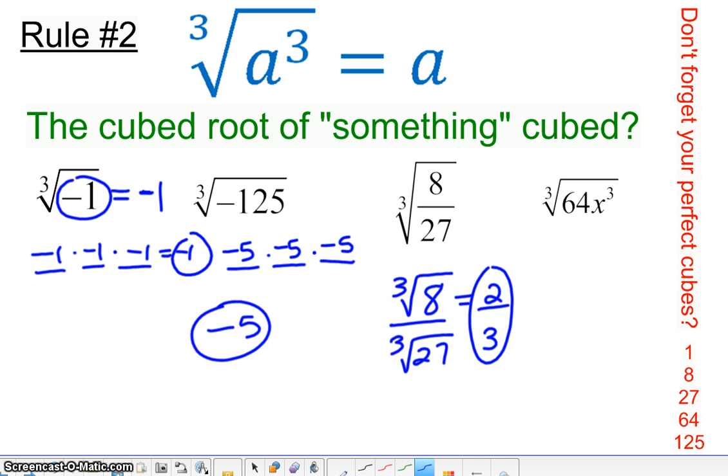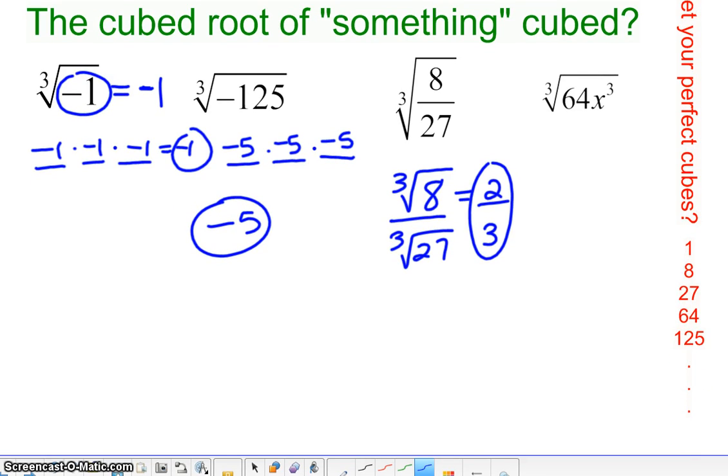Now keep in mind the perfect cubes are over here, so you may have to refer to those. These are the most commonly used. The cube root of 1 is 1. The cube root of 8 is 2. The cube root of 27 is 3. The cube root of 64 is 4. The cube root of 125 is 5. So you'll see those a lot.